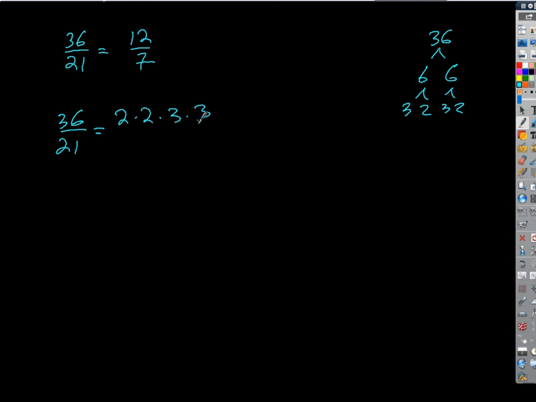If we wanted to, we could write that even as 2 squared times 3 squared, right? Either way, it's fine. It doesn't really matter. What about 21? That's a little easier. What are the prime factors of 21? 7 and 3, right?